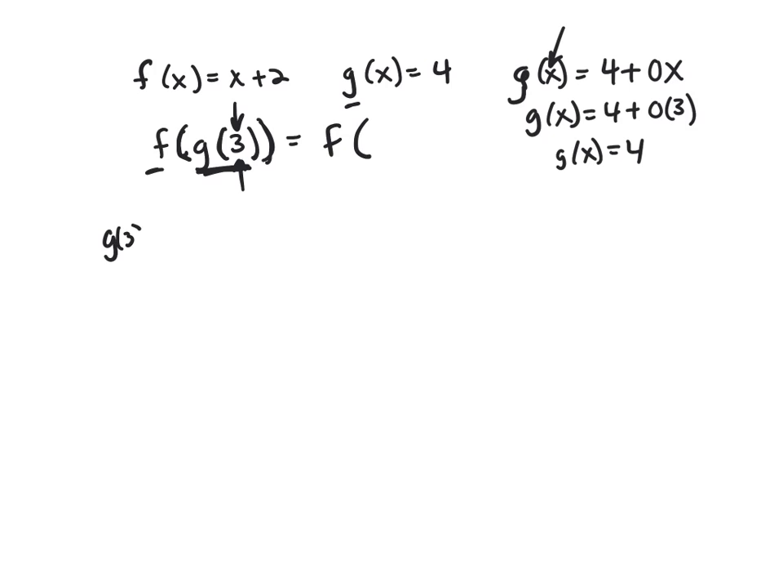G of 3, this says look at the function called g and substitute in 3 for x. There wasn't an x because g of x was just 4, but I wrote in the extra term with a 0 times x just so you could see. So that's going to be g of 3, that's going to be 4.